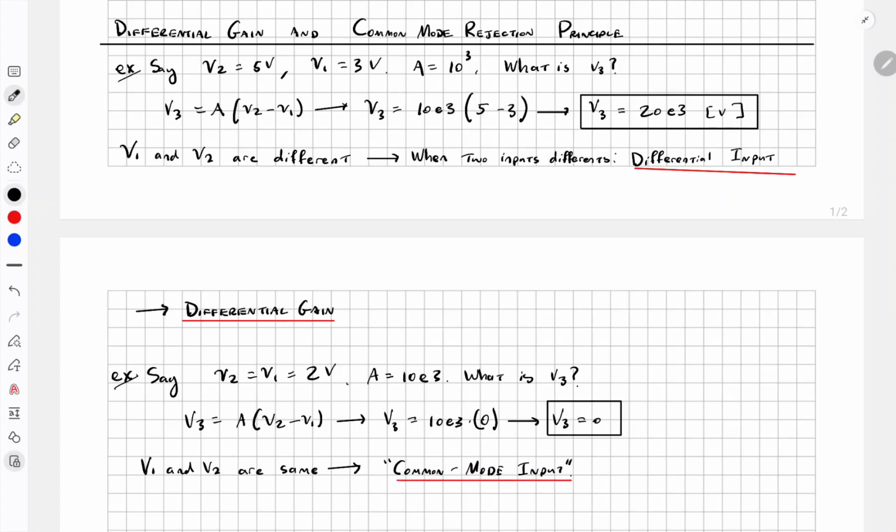And when we have common mode input, when V1 and V2 are the same, there is 0 amplification. So the two signals, the inputs, are the same, it gets rejected. There's no amplification. The name for this is called common mode rejection.